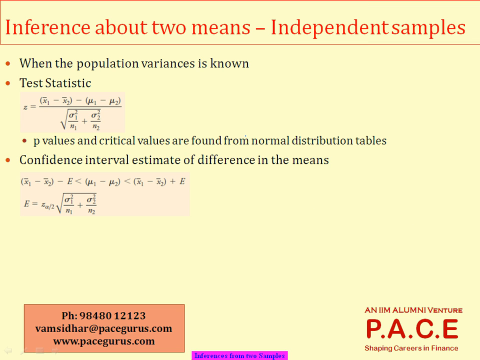Two different populations which are completely independent. When I say independent, like India and America, it should not be a man and his spouse. Then they are called dependent samples. The weight of the person before and the weight of the same person after a treatment. These are all dependent samples.